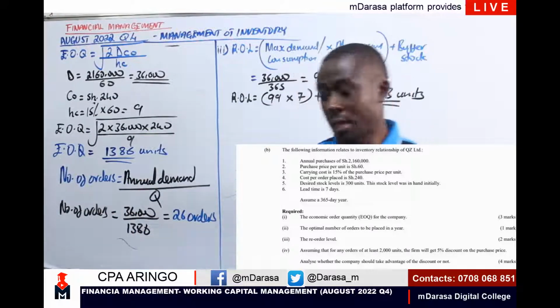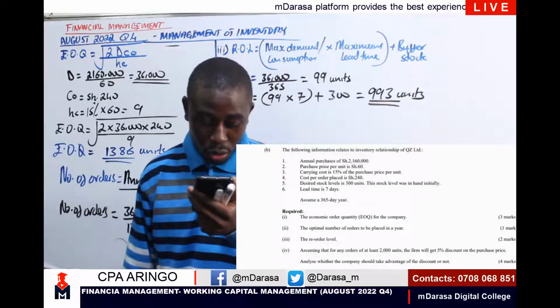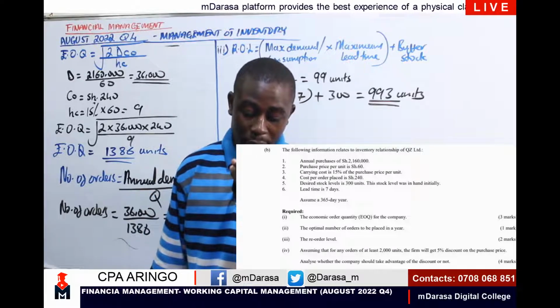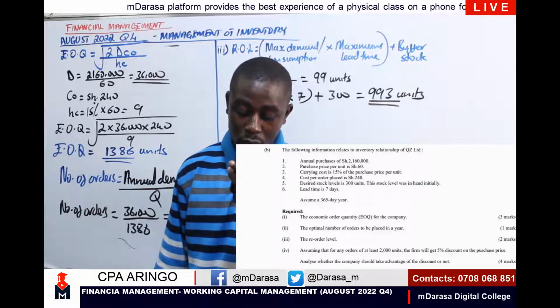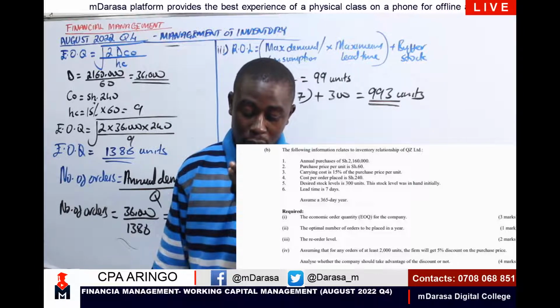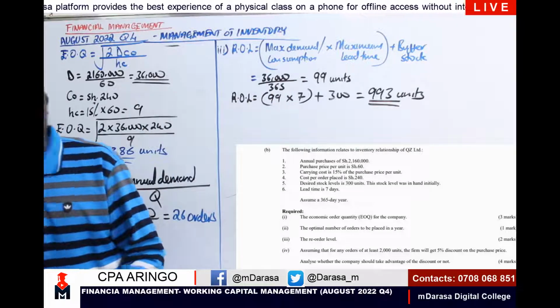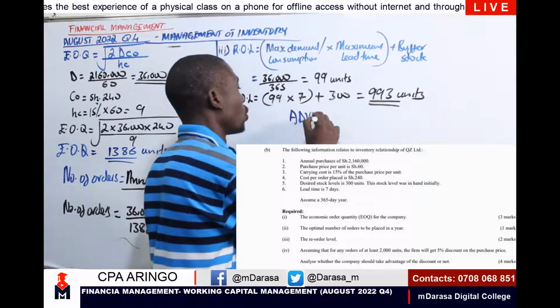After that, the next item you're told, note 4: assuming that for any orders of at least 2,000 units, the firm will get 5% discount on the purchase price. Analyze whether the company should take advantage of the discount or not. So basically, you just want to advise the company whether they should accept a discount offer or not.